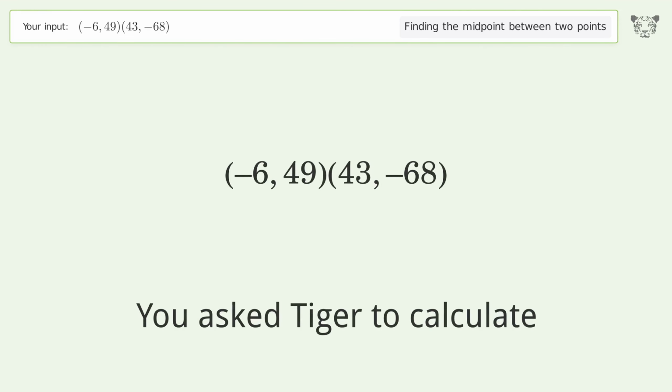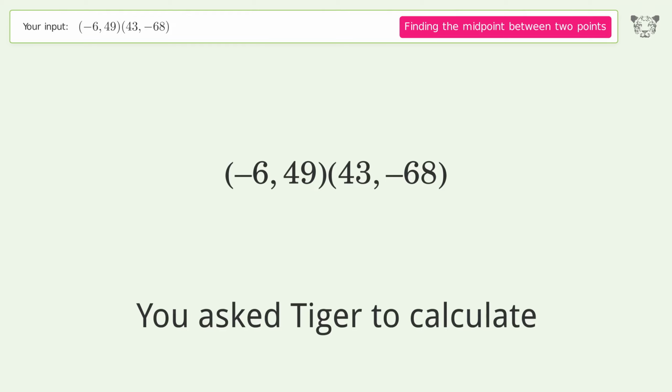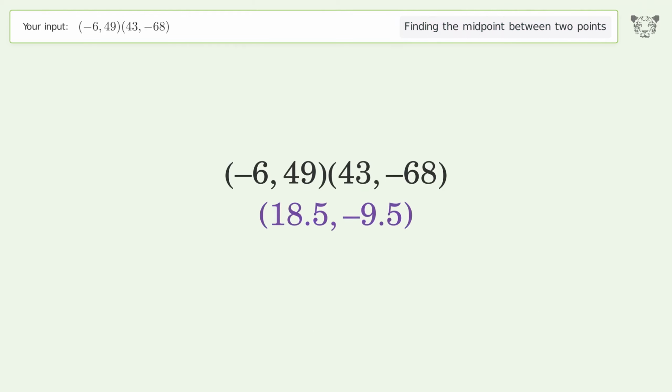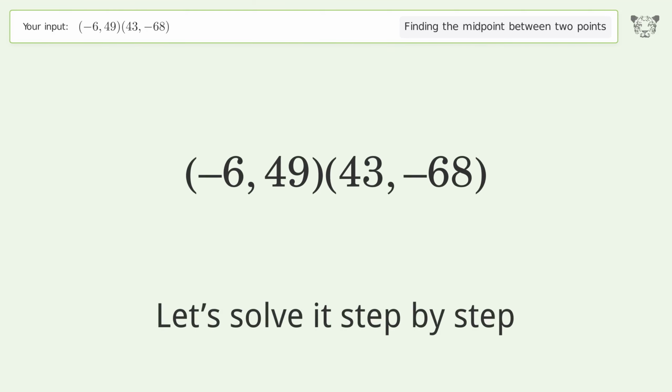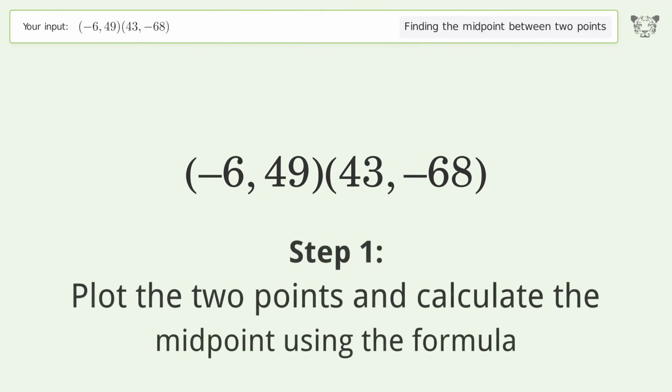You ask Tiger to calculate. This deals with finding the midpoint between 2 points. The midpoint between the 2 points is 18.5, negative 9.5. Let's solve it step by step. Plot the 2 points and calculate the midpoint using the formula.